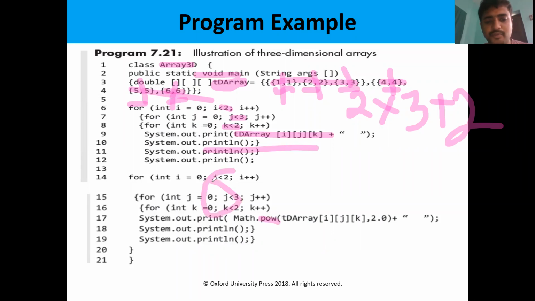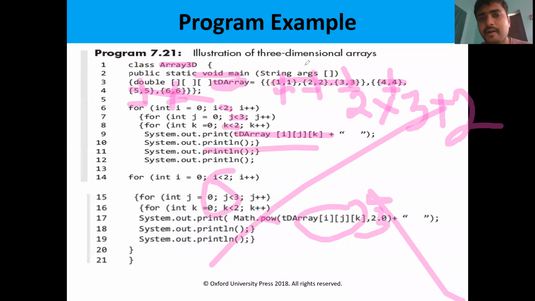Same 3 for loops we need. He's applying Math.pow. So array name, comma 2, or else 3, whatever the index value, or else 4. So this is how you can perform some operations on 3-dimensional arrays.